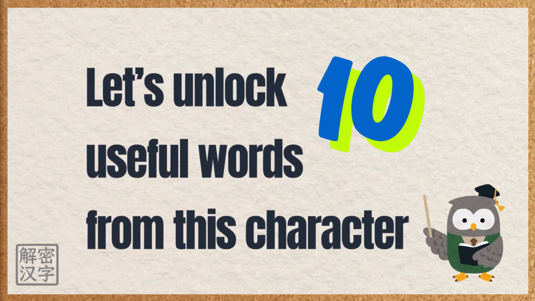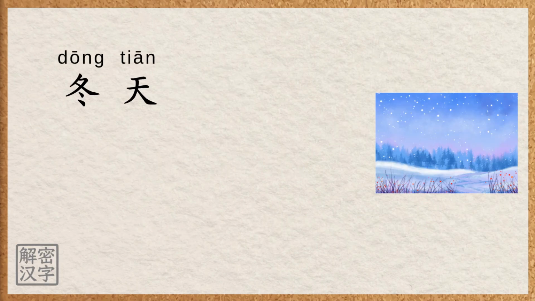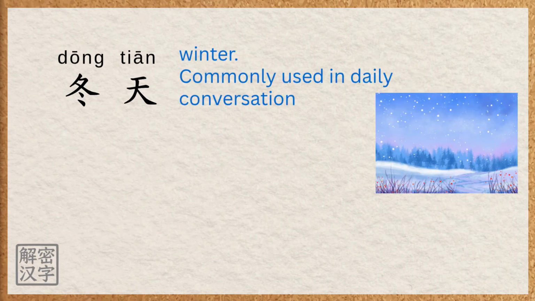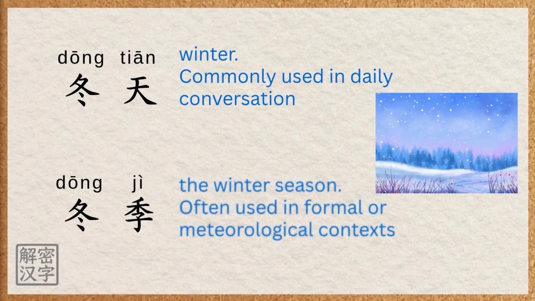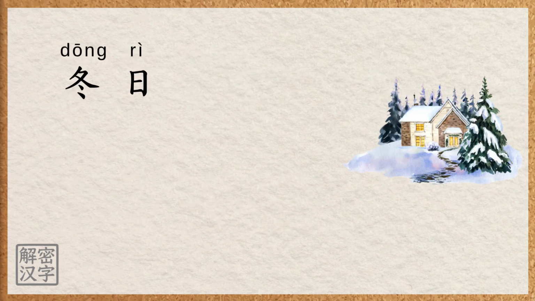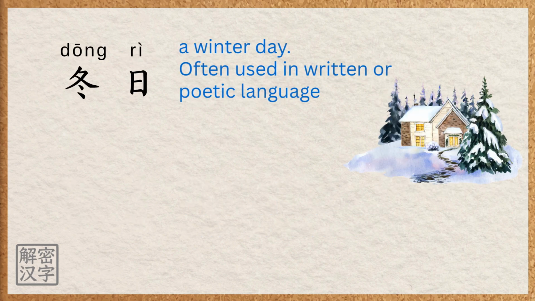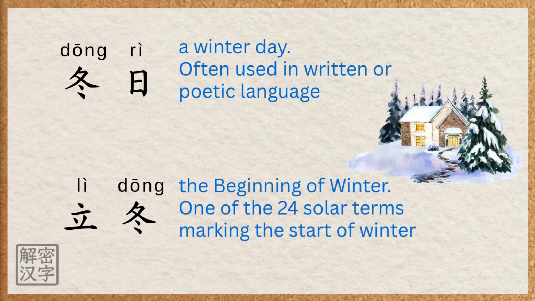Let's unlock 10 useful words from this character. 冬天 means winter, commonly used in daily conversation. 冬季 means the winter season, often used in formal or meteorological contexts. 冬日 means a winter day, often used in written or poetic language. 立冬 means the beginning of winter, one of the 24 solar terms marking the start of winter.